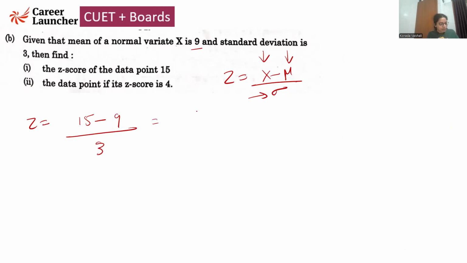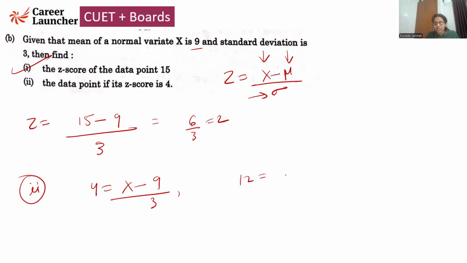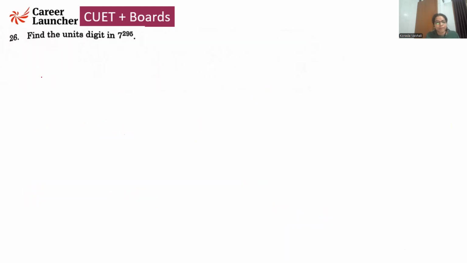So this is 15 minus 9 divided by 3. So what are we getting after substitution? Yes, so this is it. 2 is the answer for part 1. And for the second one, we need to find the data point if the z-score is given now, which is 4. So the data point we don't know, and we can take 3 to the other side. So this is 12 is equal to x minus 9, or this is 21. So the data point is 21.